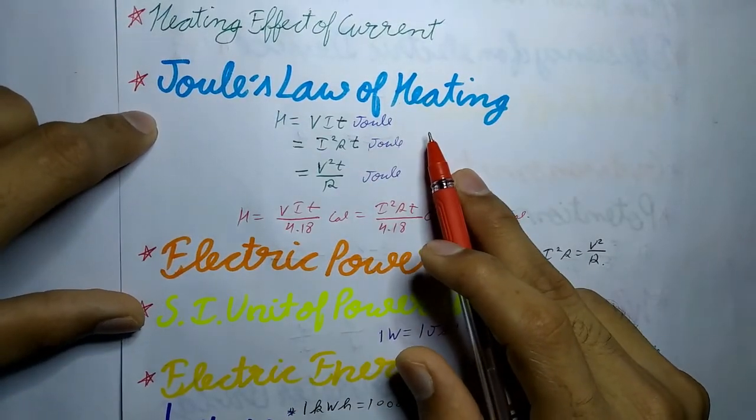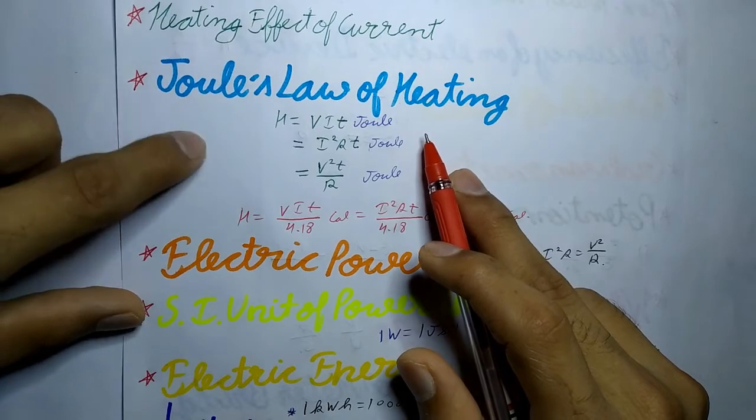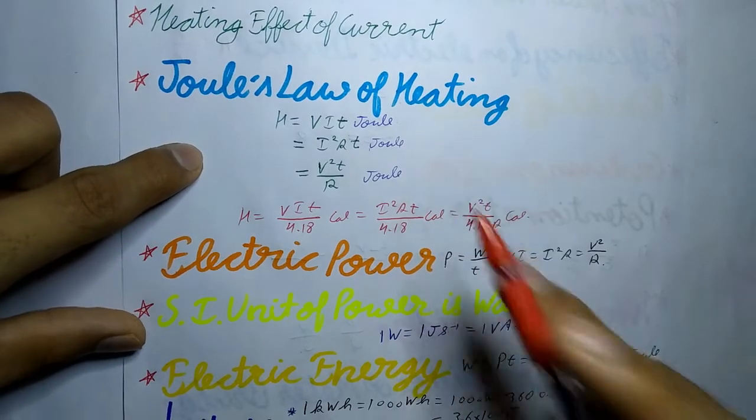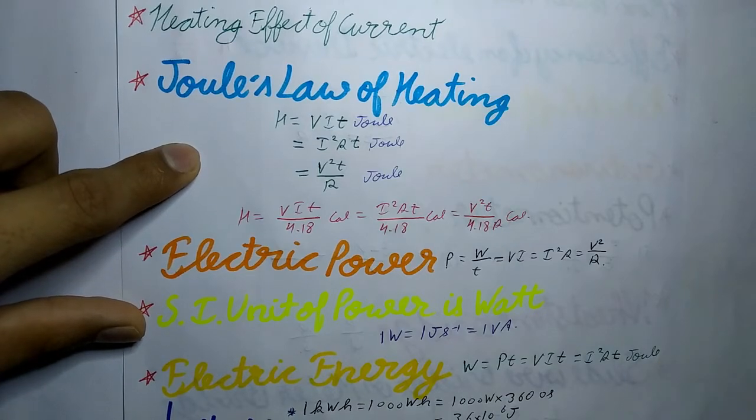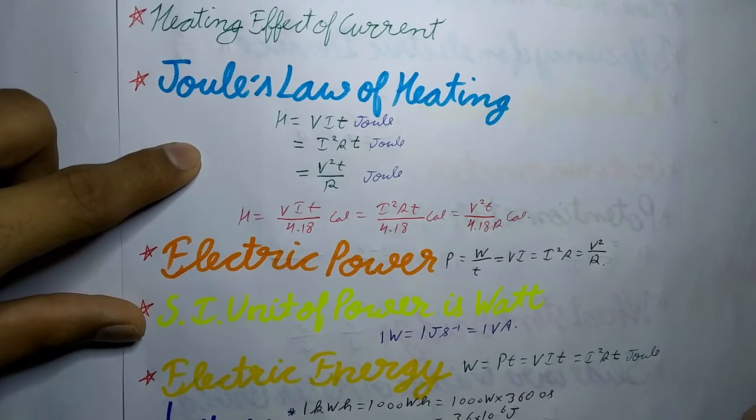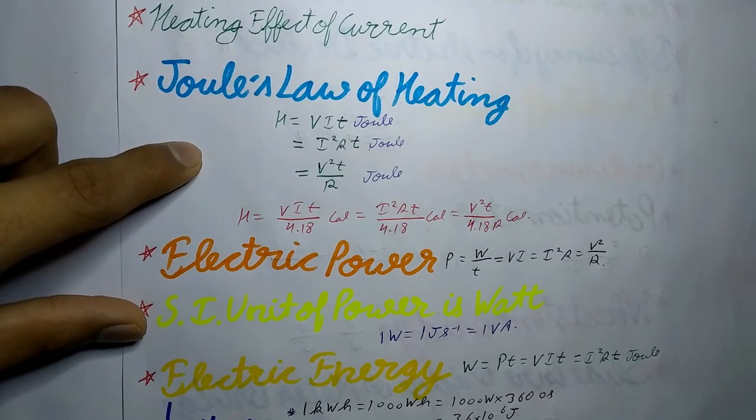It states that the amount of heat H produced in a resistance is first directly proportional to the square of the current for a given R, and second directly proportional to the resistance R for a given I, and third inversely proportional to the resistance R for a given V, and last, fourth, directly proportional to the time t for which the current flows through the resistor.